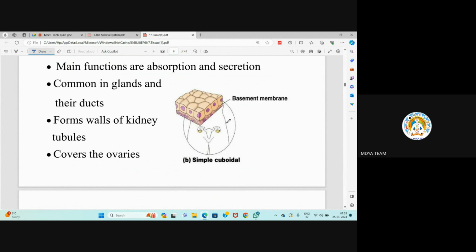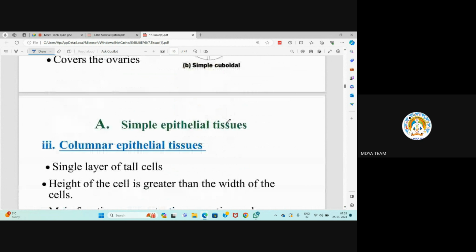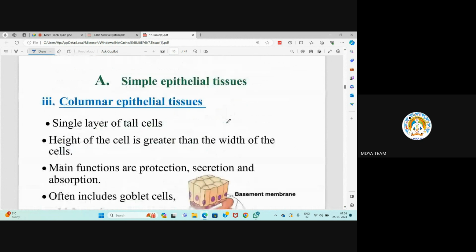So in these ducts we can find simple cuboidal tissue. It forms the walls of the kidney too. Simple cuboidal tissue is forming the wall of kidney tubules, and covers the ovaries. So this is about cuboidal. Next is columnar.